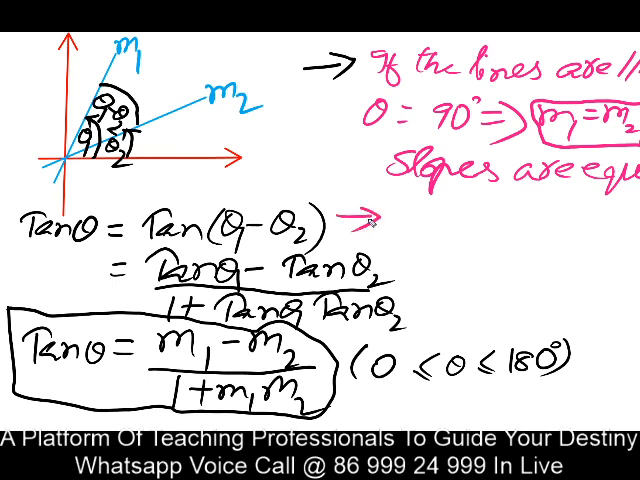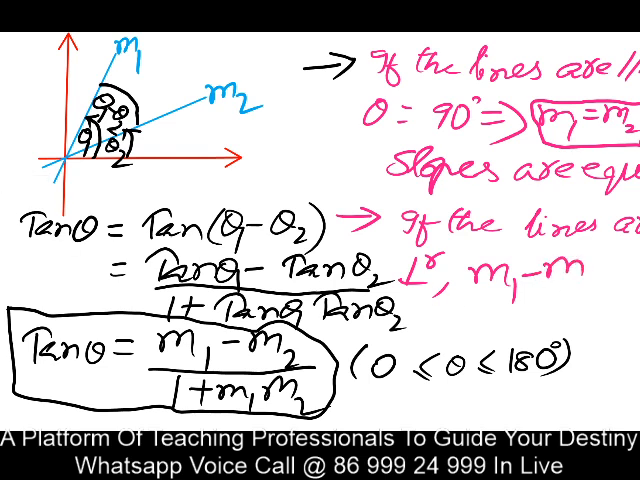Number 2, if the lines are perpendicular, then tan 90 is undefined, so the denominator becomes 0. Denominator 0 means 1 plus m1 m2 is 0. Then m1 into m2 is equal to minus 1.